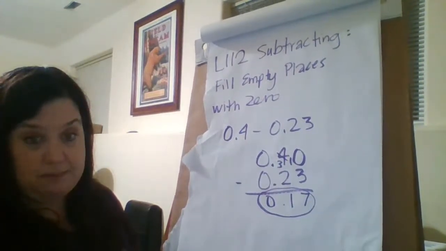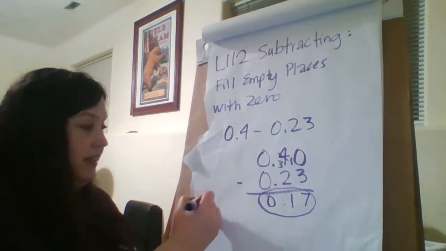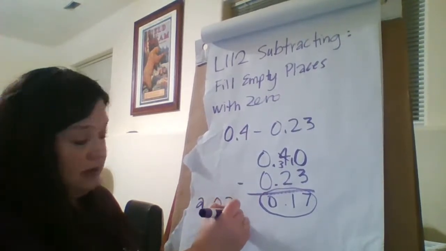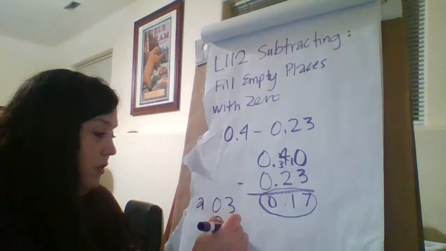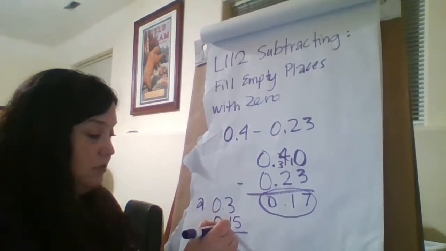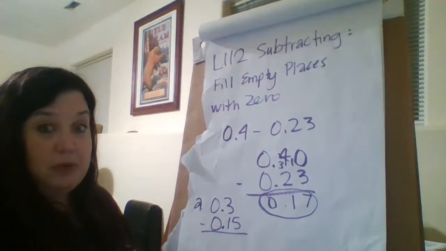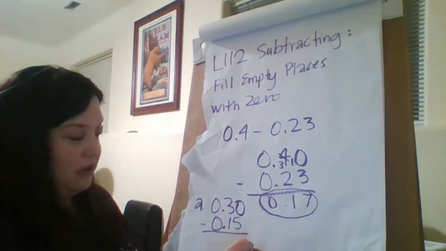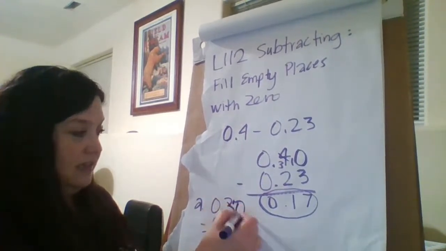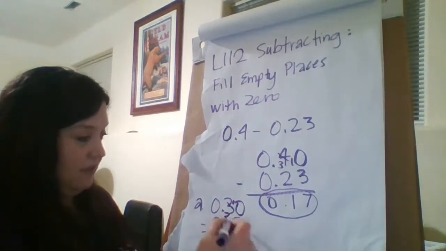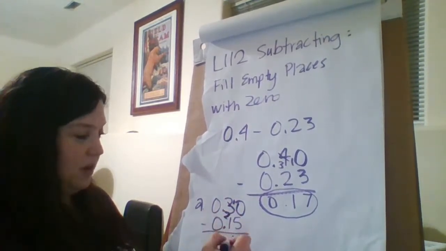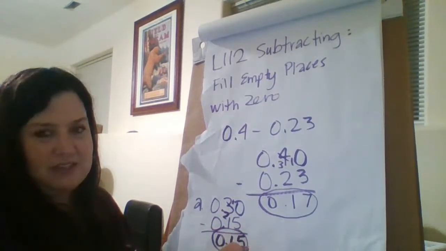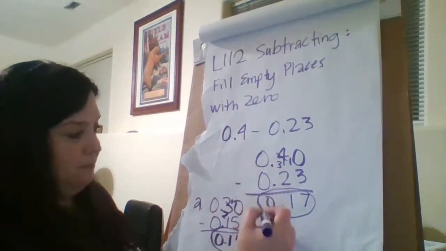So let's look at practice. Open up your journals if you haven't already. And let's take a look at A. A is 0.3, and we're going to subtract 0.15. So we've lined up our decimals, and we're ready to go. But what do we need to do? Yeah, we're going to fill the empty space with a 0 and go ahead and subtract. 10 minus 5 is 5. And that 2 minus 1 is 1. And we have our answer of 15 hundredths. Sorry, guys.